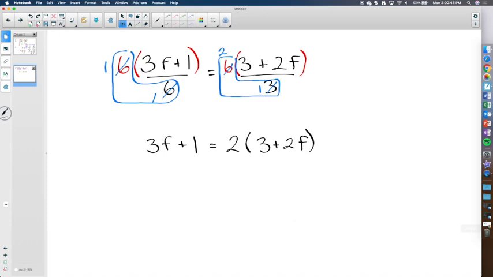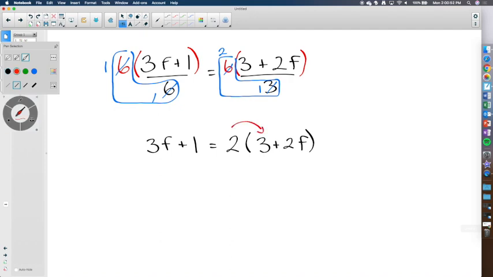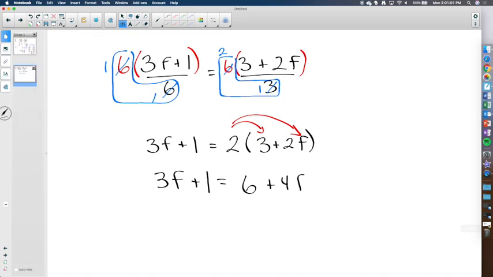Well, now all my fractions are gone and I'm just working with integers, so this is nice and simple. Multiply into the set of brackets using the distributive property. So we've got 3f plus 1 is equal to 6 plus 4f. And then I need to get all my variables onto one side.